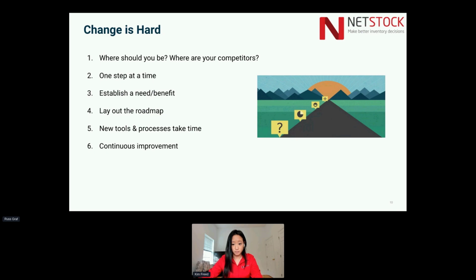So take that first step, establish the need and the benefit for why you're making the changes, lay out that roadmap, and go one step at a time. And let the new tools and process take some time to settle in. Again, celebrate the successes. Always keep that North Star out there as to why we're doing this. What's the benefit going to be? Make sure that we're achieving those benefits. If not, go back and refine. Again, continuous improvement is really what it's about.